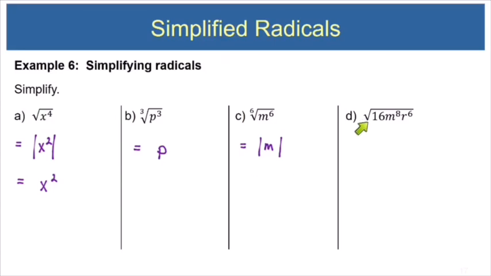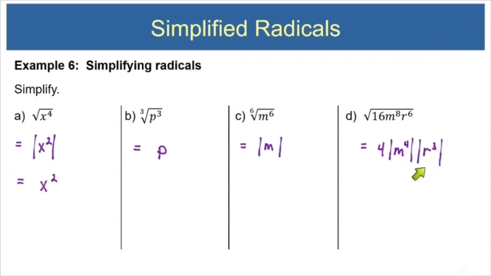And then on part D we have the square root of 16 m to the 8th r to the 6th. So because this is an even root, we will need the absolute value bars around our variables. And let's just take this one factor at a time. The square root of 16 is 4, because 4 to the second power makes 16. The square root of m to the 8th is going to be m to the 4th, but because this is a square root and this is a variable, I'll need to put that in absolute value bars. And then the square root of r to the 6th is r to the 3rd, but again, this is an even root, so I'll need absolute value bars.